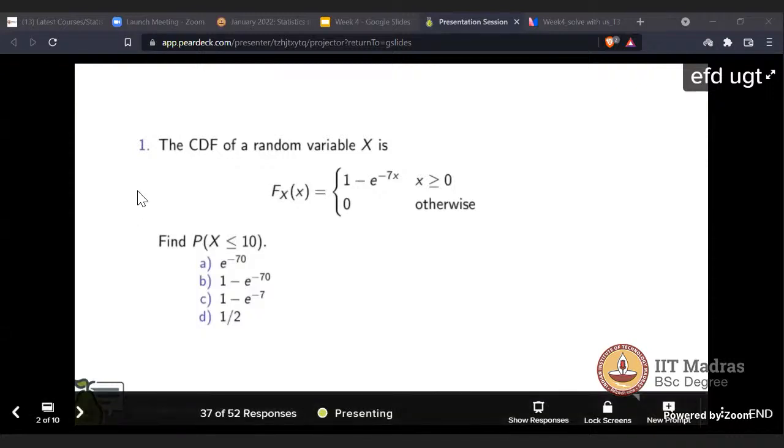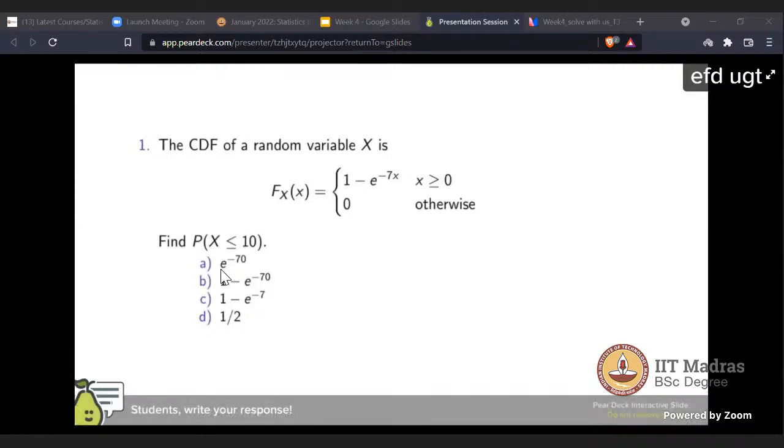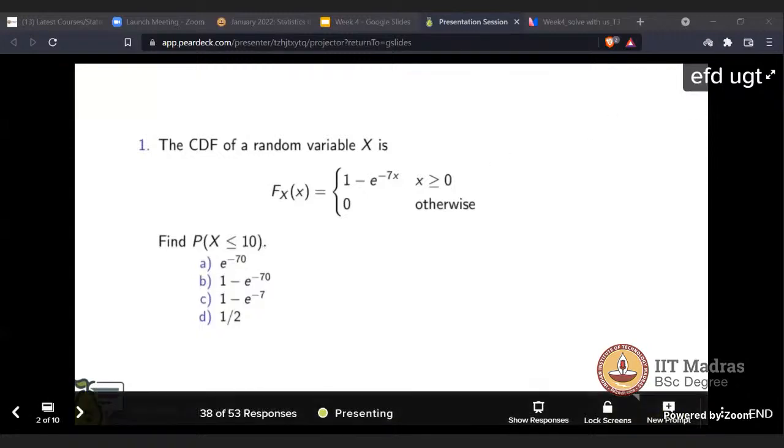There are many participants here, but only 52 have logged into the peer deck. If you haven't joined it, go to joinpd.com and use the code that you can see on the right corner of the screen.